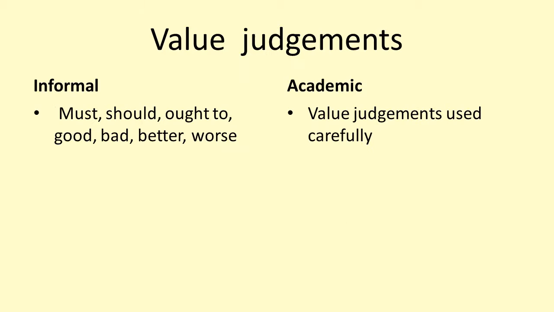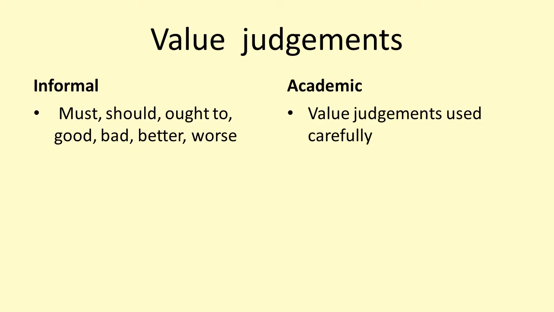In informal writing, value judgments are frequently made, and words such as must, should, ought to, good, bad, better, and worse are common. Formal academic writing is more objective. Value judgments are also made, but much more carefully.